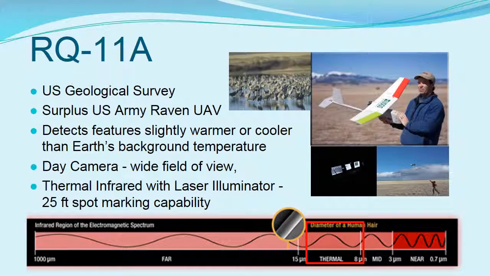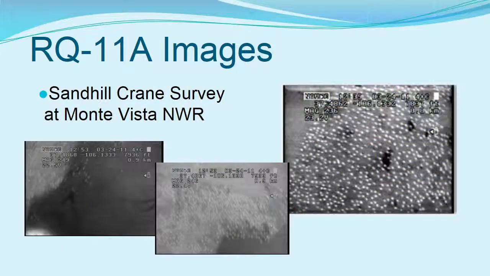Sandhill cranes at Monte Vista National Wildlife Refuge were imaged using an RQ-11A unmanned aerial vehicle mounted thermal infrared video sensor. This sensor operates in the longer of the thermal infrared wavelengths since the temperatures of living creatures are relatively cool. The cranes show up well against the background temperatures of their roosting sites. Imaging takes place at a time when the temperatures of the cranes will be different from that of their background.